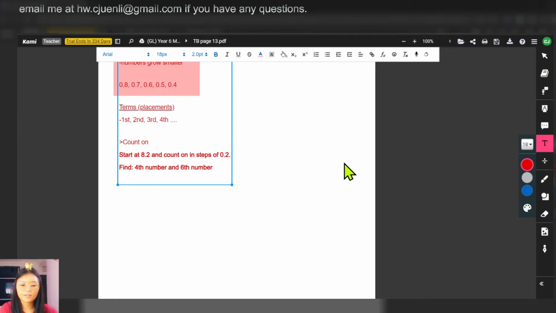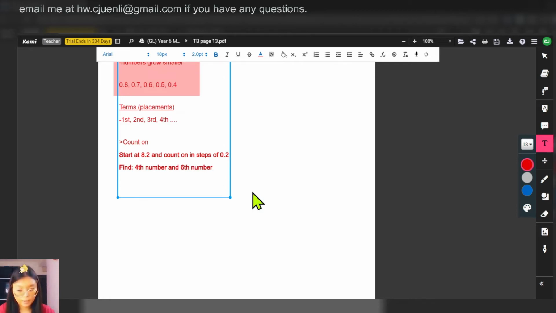Let me just remove this so you won't get confused. Right, so there is a way to actually find out what the fourth and sixth are. We just need to list out all of the numbers and then pick and choose, count properly. That is all. So since we're starting at 8.2, that's our first number. Then count in steps of 0.2. Every single number increases by 0.2.